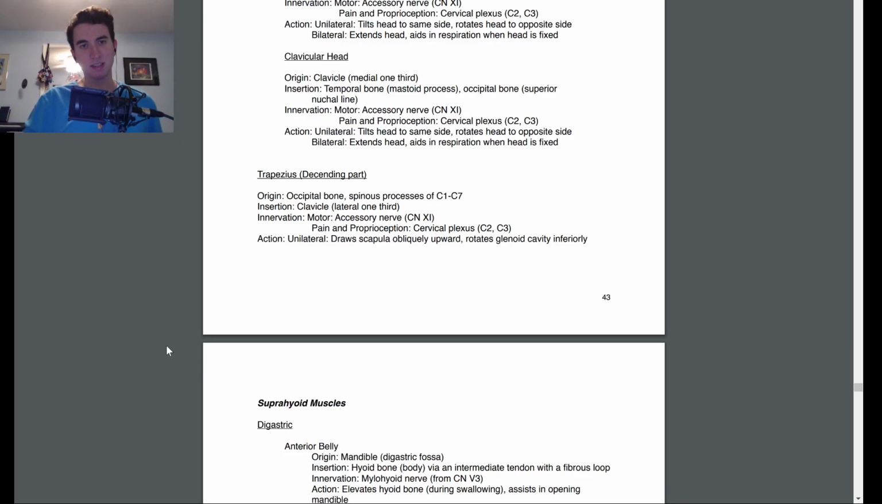Then we have the trapezius, the descending part, which originates at the occipital bone and the spinous processes of C1 through C7. It inserts at the clavicle, lateral 1/3. Innervation, the motor is done by the accessory nerve, cranial nerve 11, and the pain and proprioception is done by the cervical plexus C2 and C3. Action unilaterally, it draws the scapula obliquely upward and rotates the glenoid cavity inferiorly.